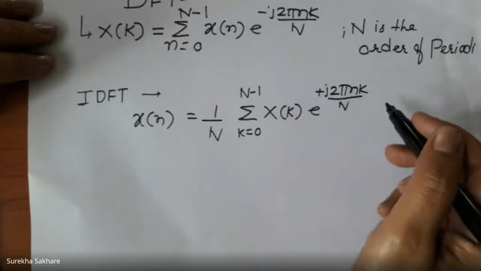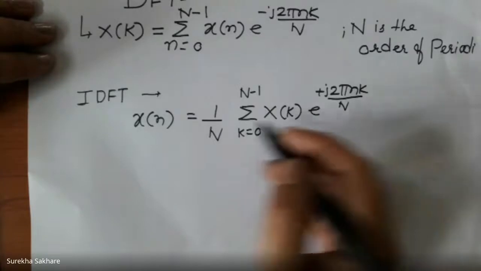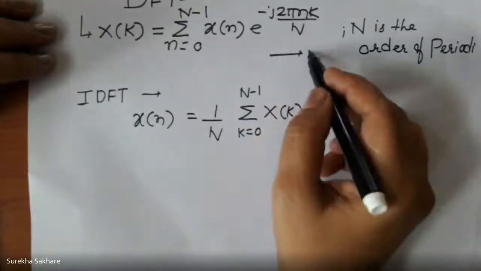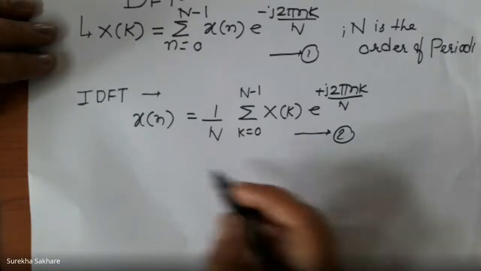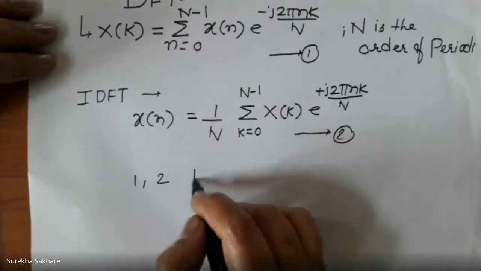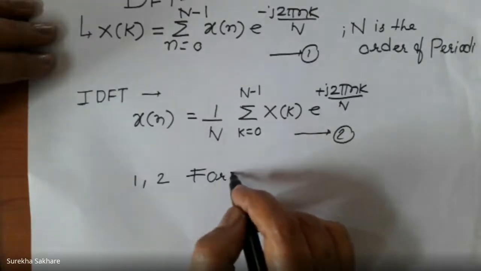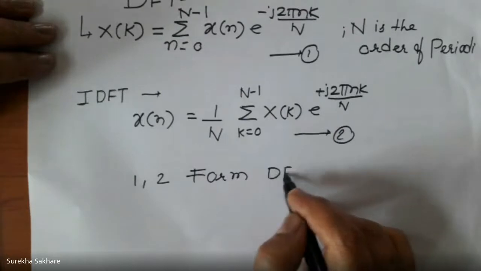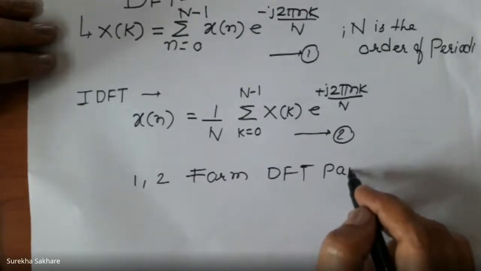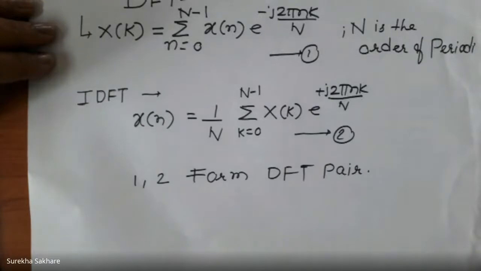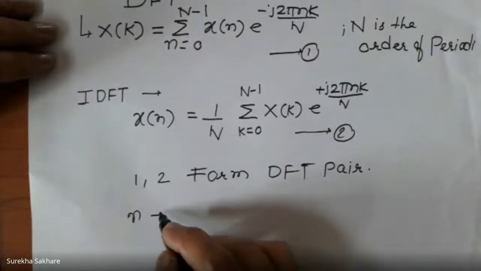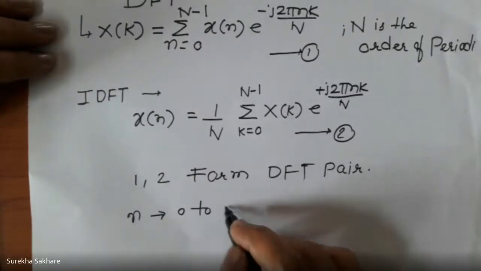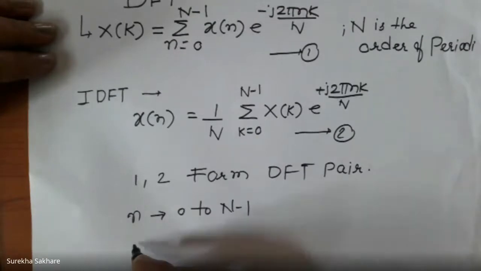Okay. Now the equation 1 and equation 2 form the DFT pair. Now n value will be from 0 to N minus 1. K value also will be from 0 to N minus 1.